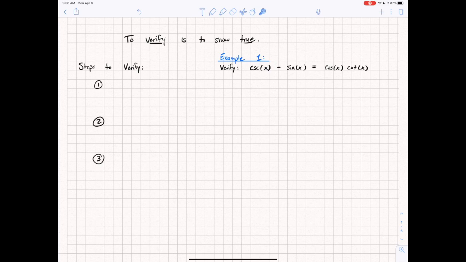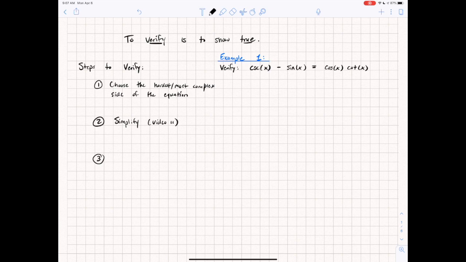When I want to verify something, the very first step, which you'll see here on the left-hand side of the screen, is to choose the hardest or most complex side of the equation. This is really due in part to the second step, which is then to simplify, aka video 11 and the techniques learned in video 11.